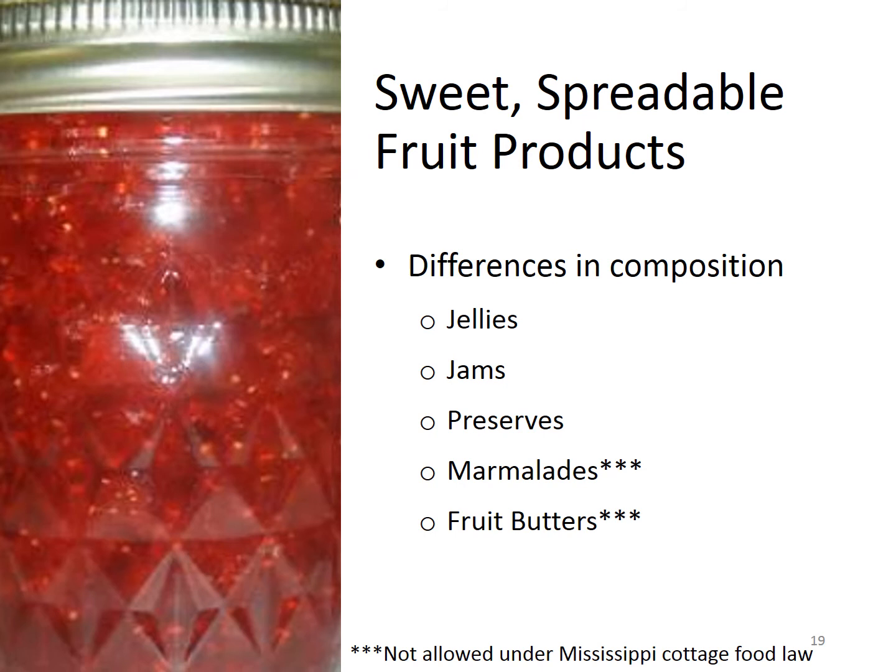Sweet spreadable fruit products often differ in composition. Jellies are made by cooking fruit juice with sugar. Jelly should be clear and translucent, firm enough to keep its shape, but still quiver when shaken.